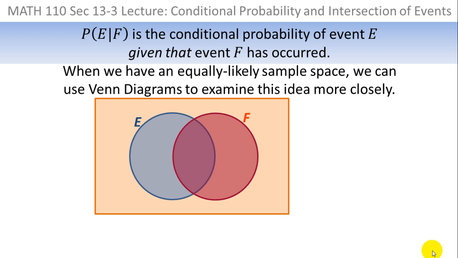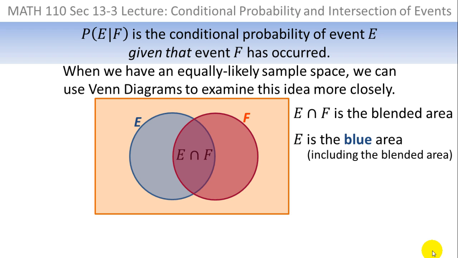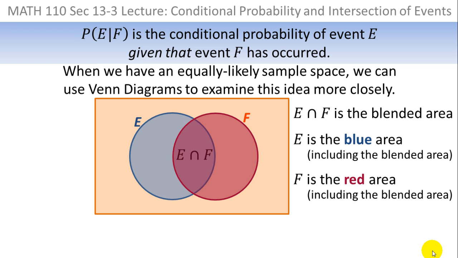Venn diagrams are very powerful in a lot of things that we do, and in particular, in looking at conditional probability. So I want to look at this in terms of Venn diagrams. If I've got two events, E and F, E intersect F is the blended area in the middle where the two events overlap. The event E is the whole blue circle, including the blended part, and F is the entire red circle, including that blended part. That's just a typical Venn diagram. You're used to seeing those.